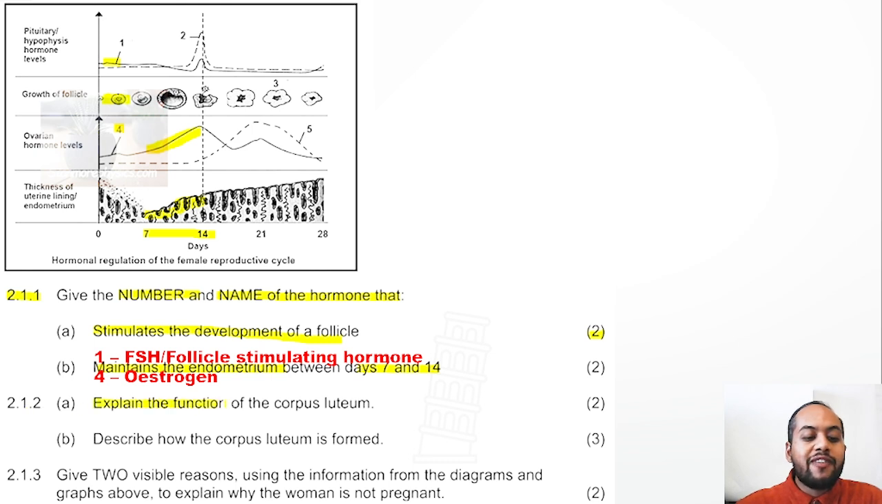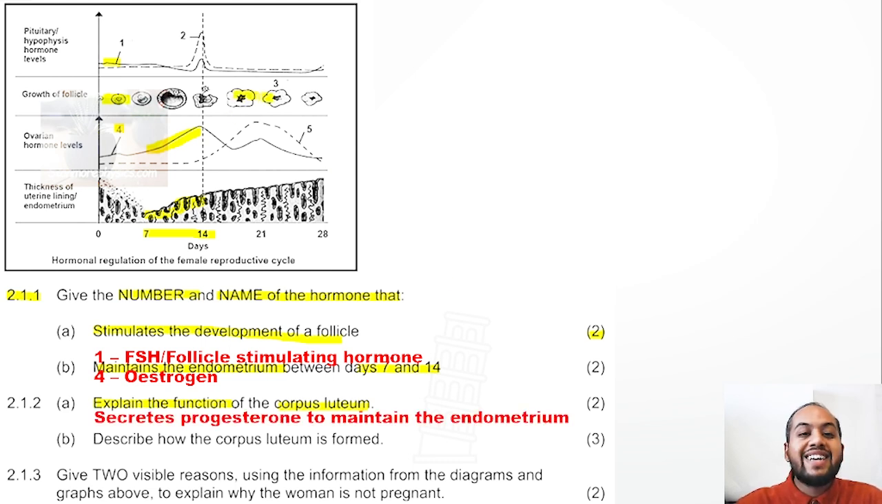2.1.2, explain the function of the corpus luteum for 2 marks. What does the corpus luteum do? The corpus luteum is going to secrete progesterone, and progesterone is going to maintain the endometrium. Then B, describe how the corpus luteum is formed. So how does this corpus luteum actually form?